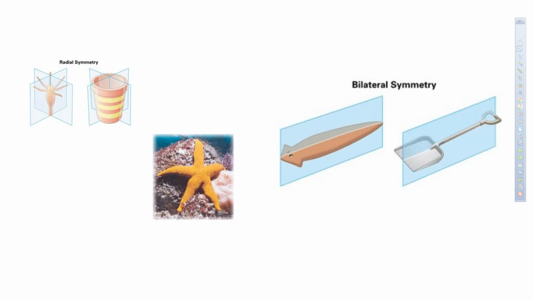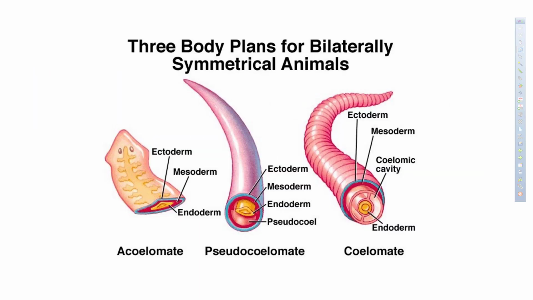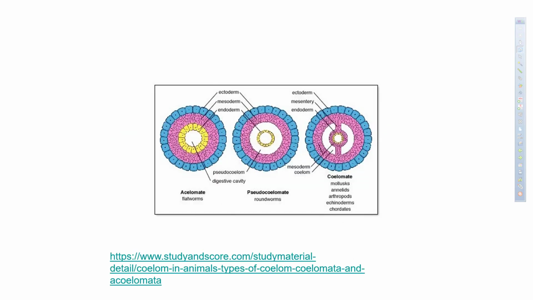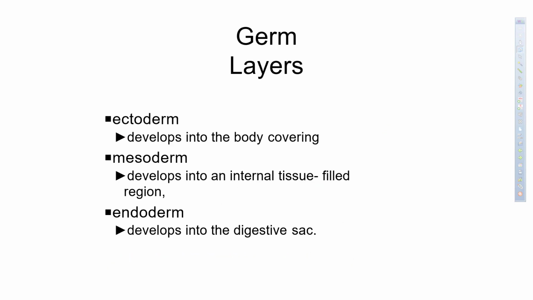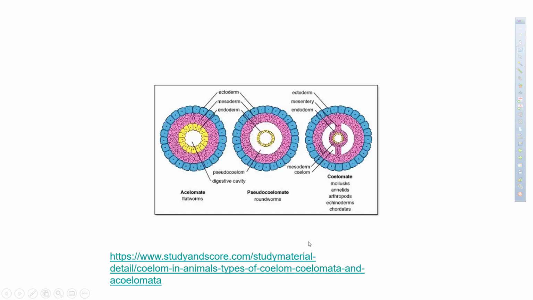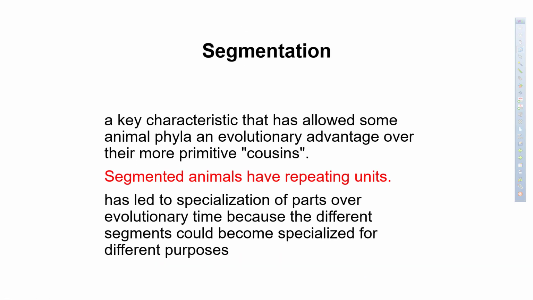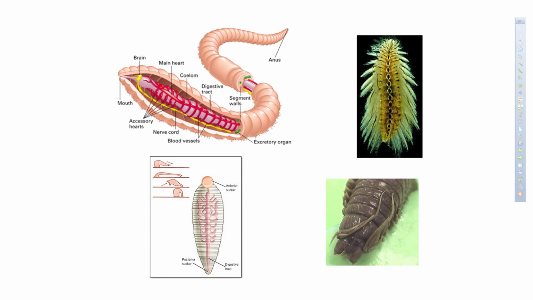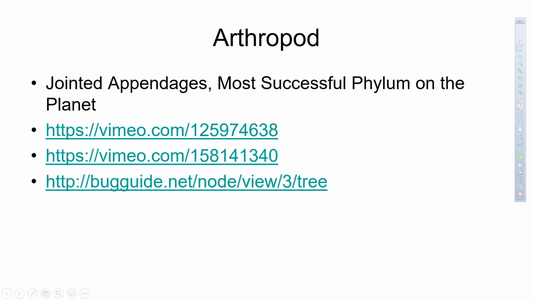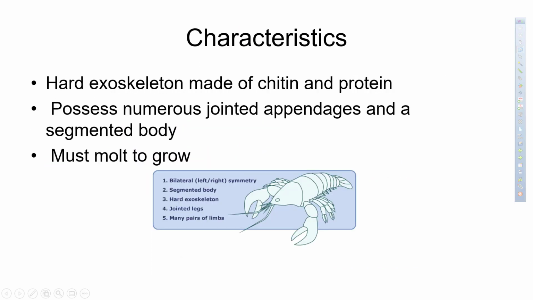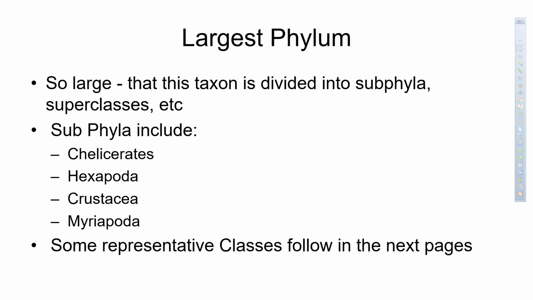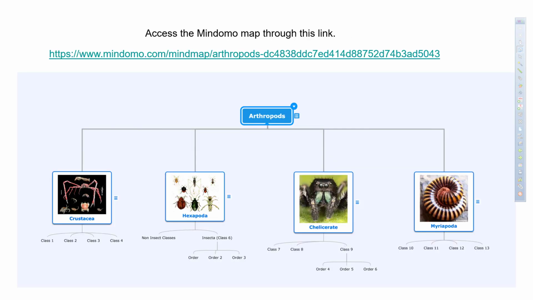It talks about the symmetry. It talks about the body plans with the coelomate. It talks about the germ layers and how they're located. You click on that link to help you answer one of the questions. You keep on working through to find out what segmentation is about. You'll see some examples. Arthropods, I gave you a bit more information because it is the biggest of our phyla. So there's a lot of information in there.